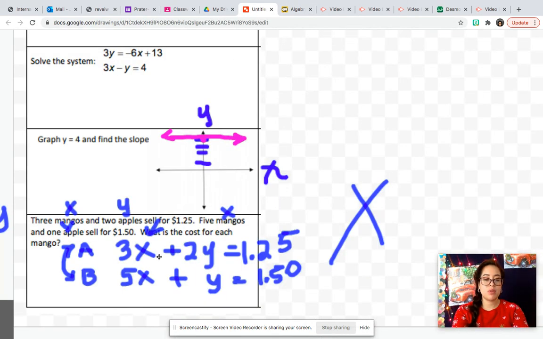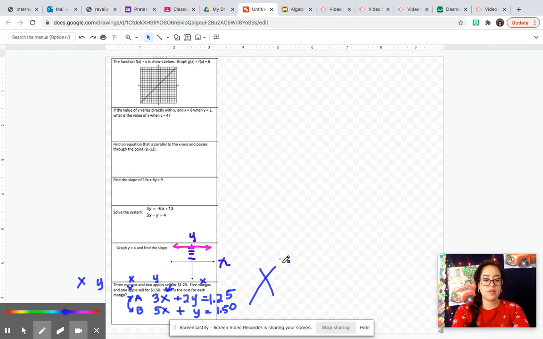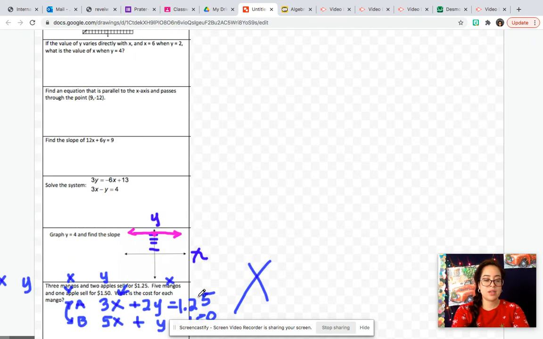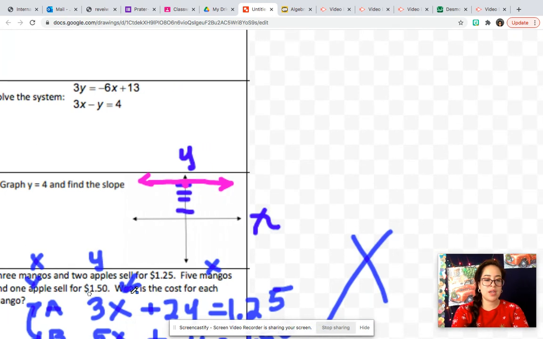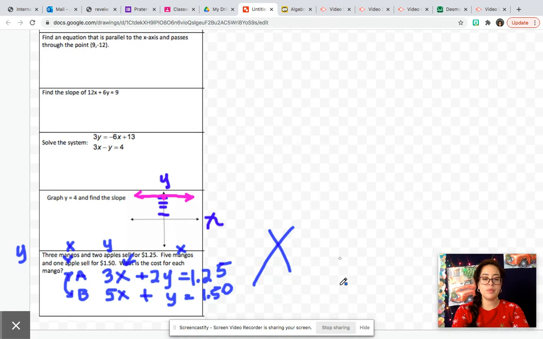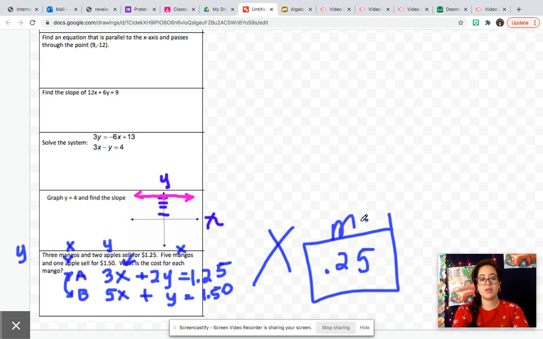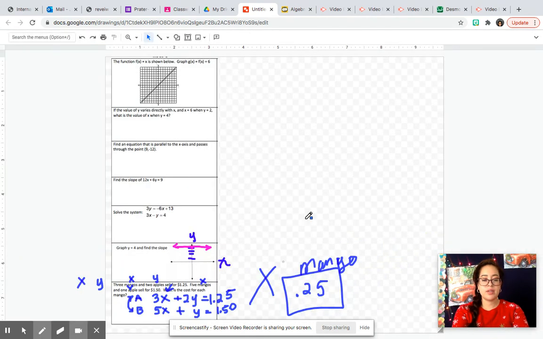I'm gonna put this in here. So then X, and I gotta be very careful, is the cost for each mango. Mango I chose as X. I know that my X value was 25 cents. That's my mango cost. Okay, and that is it. Easy peasy.